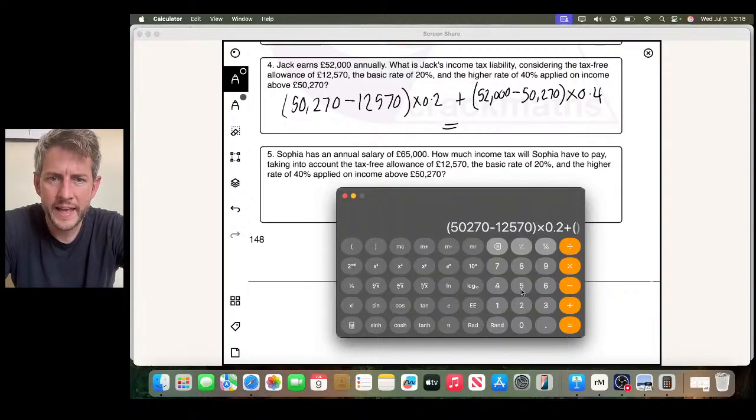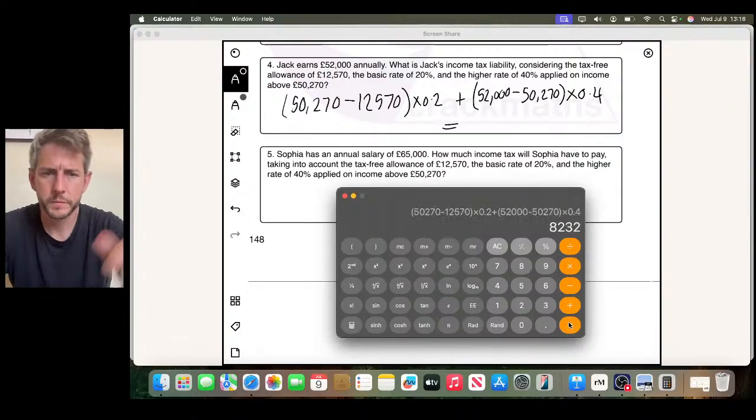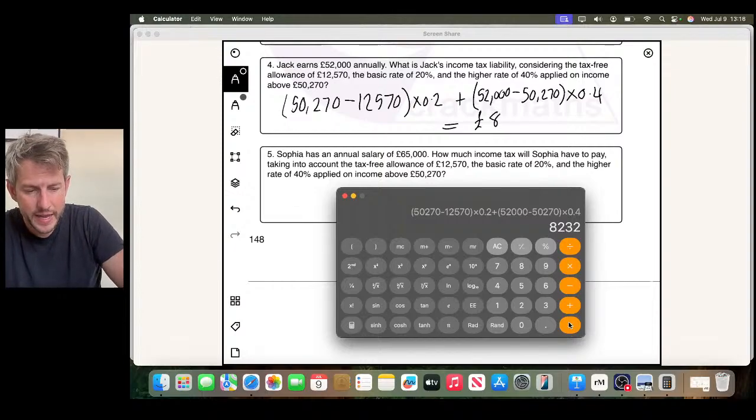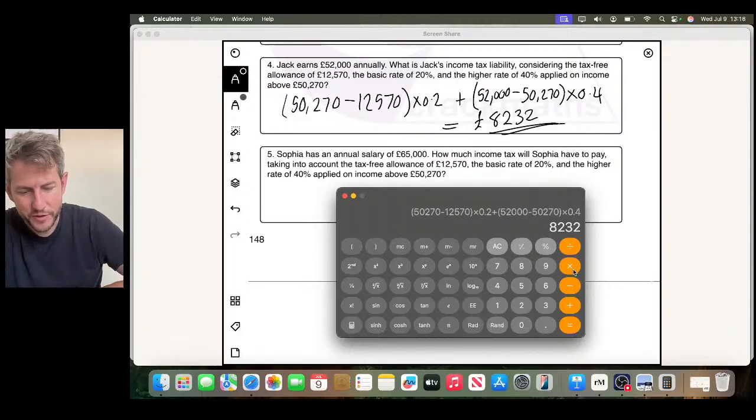So he gets 52,000, take away 50,270. So this is the amount that he earns that can be taxed at the 40%. Okay, so close that. And then times that bit by 0.4. Here we go. So this will be £8,232 tax.